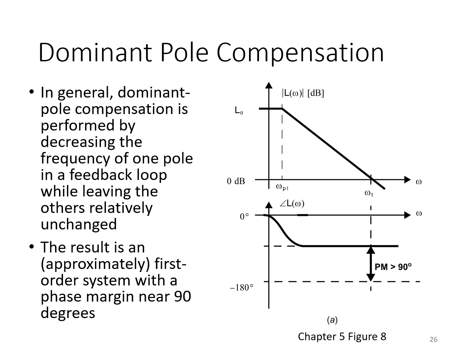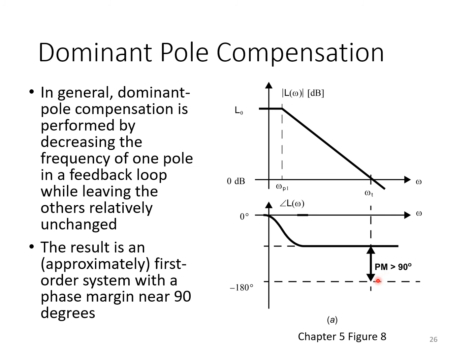Dominant pole compensation is the simplest type of frequency compensation. It's performed by decreasing the frequency of one pole, the dominant pole of L, while leaving, hopefully, the others relatively unchanged. And if we decrease that dominant pole low enough, we end up with a frequency response that, at least up to omega t, is well approximated by our first order model, resulting in an approximately first order system with a phase margin near 90 degrees.